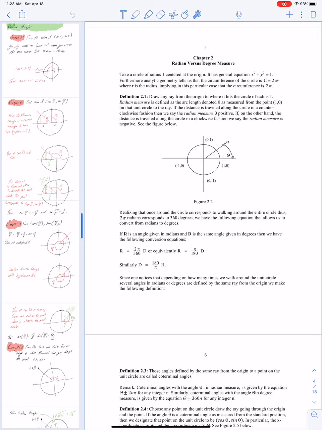Well, if it's got radius 1, then what's its circumference? Well, the circumference is 2 pi r, but r is 1, so the circumference of the unit circle is just 2 pi.